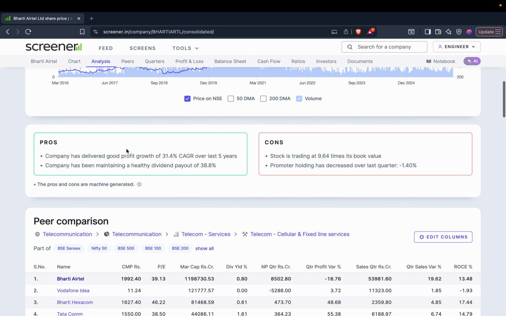This is an AI summary, where the pros of the company are that it has delivered good profit growth of 31.4% CAGR over the last 5 years. The cons of the company: it's trading at 9.64 times its book value. Promoter holding has decreased by 1.4%.